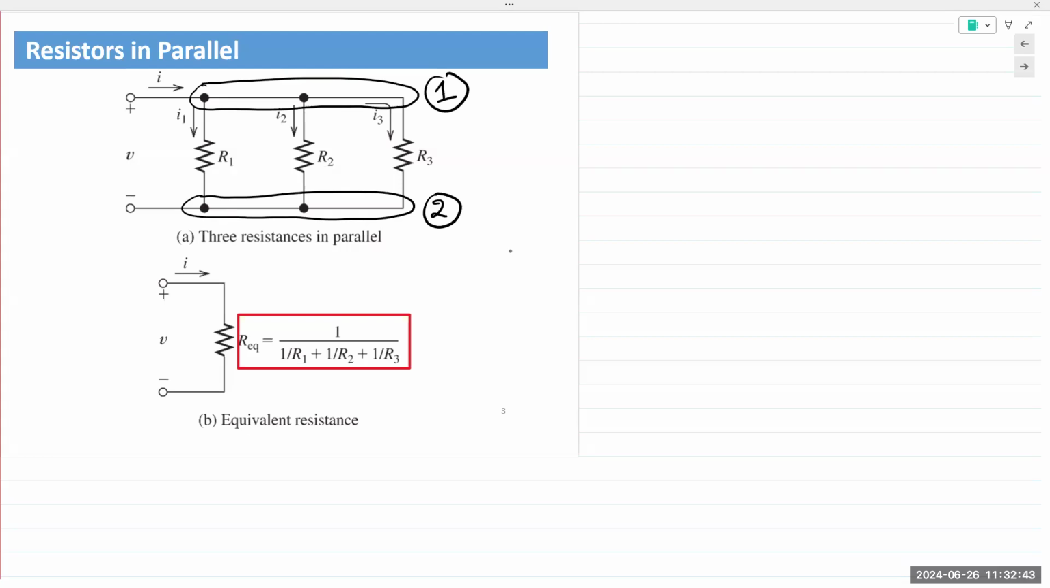And if they're in parallel, then the total REQ, total equivalent resistance measured between nodes 1 and 2, is the reciprocal of the sum of the reciprocals of the individual resistors. 1 over R1 plus 1 over R2 plus 1 over R3. When you sum it all up and you take the reciprocal of that sum, you get REQ, total equivalent resistance. Again, I assume students are familiar with this equation from physics, right?